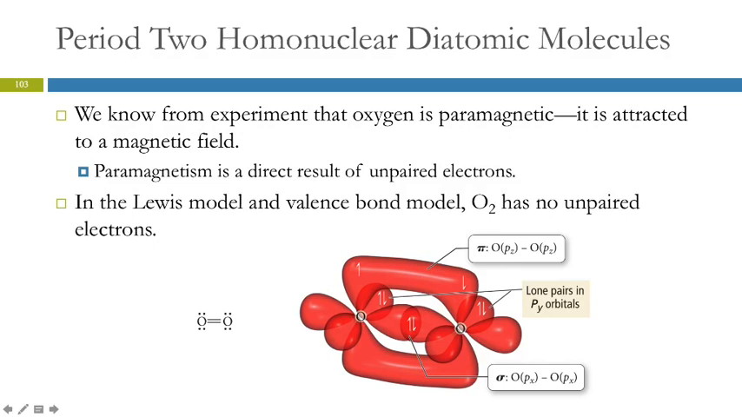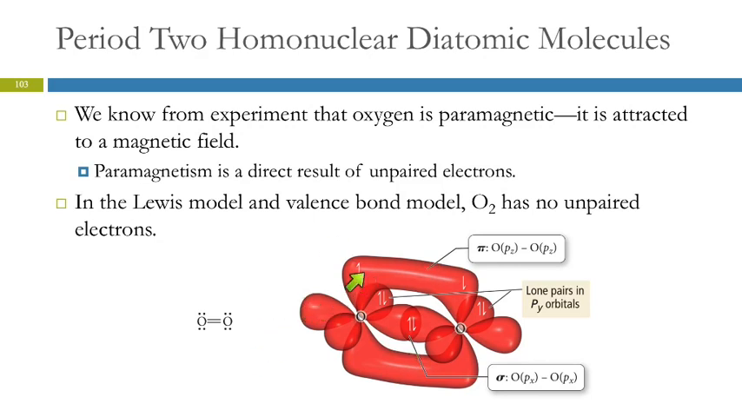So we know from that experiment that oxygen is paramagnetic. Paramagnetism is a direct result of there being unpaired electrons. The Lewis model and the valence bond theory model do not explain this. So here's the Lewis structure for oxygen. Do you see any unpaired electrons? No. Looking at that, we would say that oxygen is diamagnetic. It shouldn't be attracted.